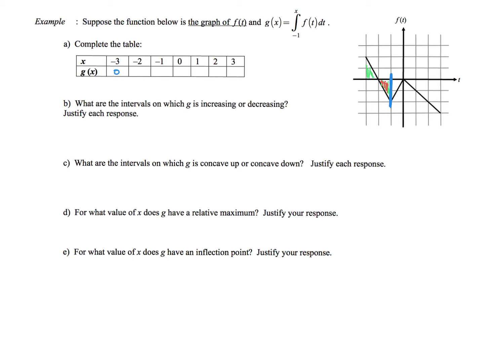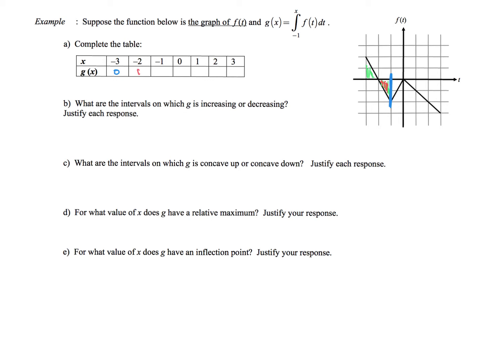It's not 1/2. It's 1. All right. How do we find an area of a triangle? 1/2 base times height, right? So my base is 1, my height is -2 kind of thing. And so it would be 1. All right. So now let's do it at -1.